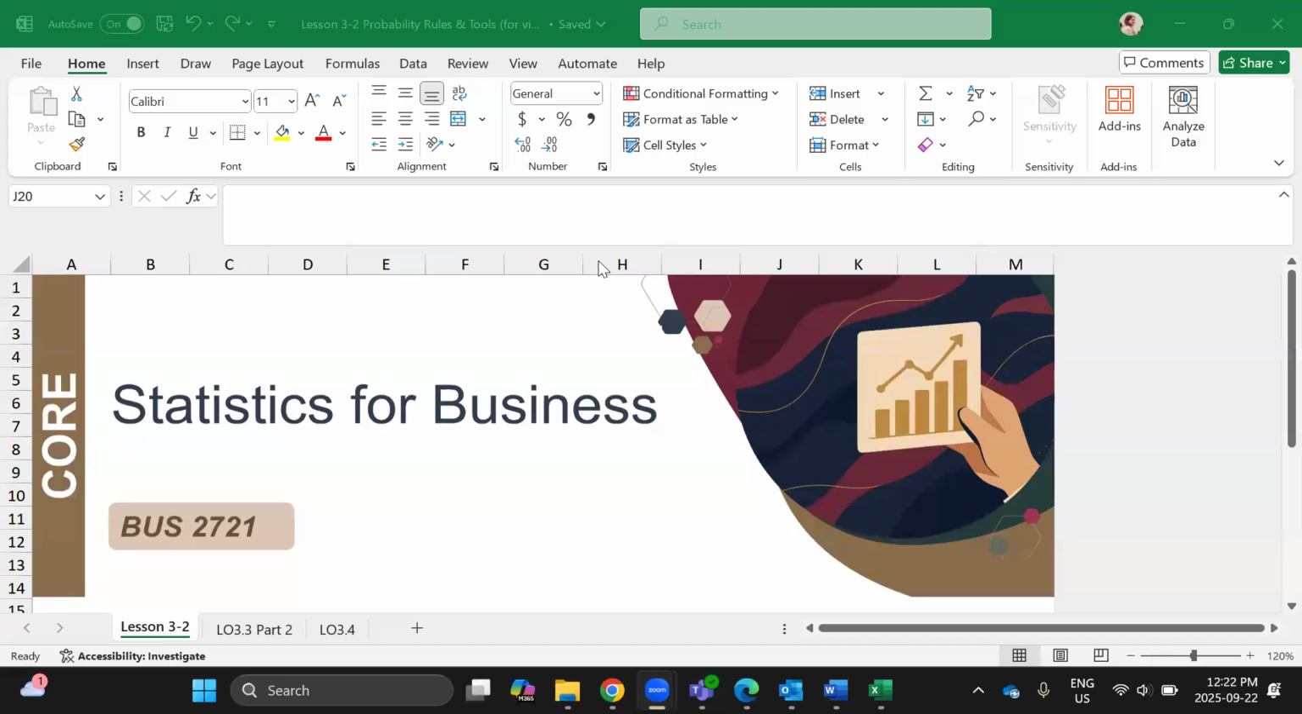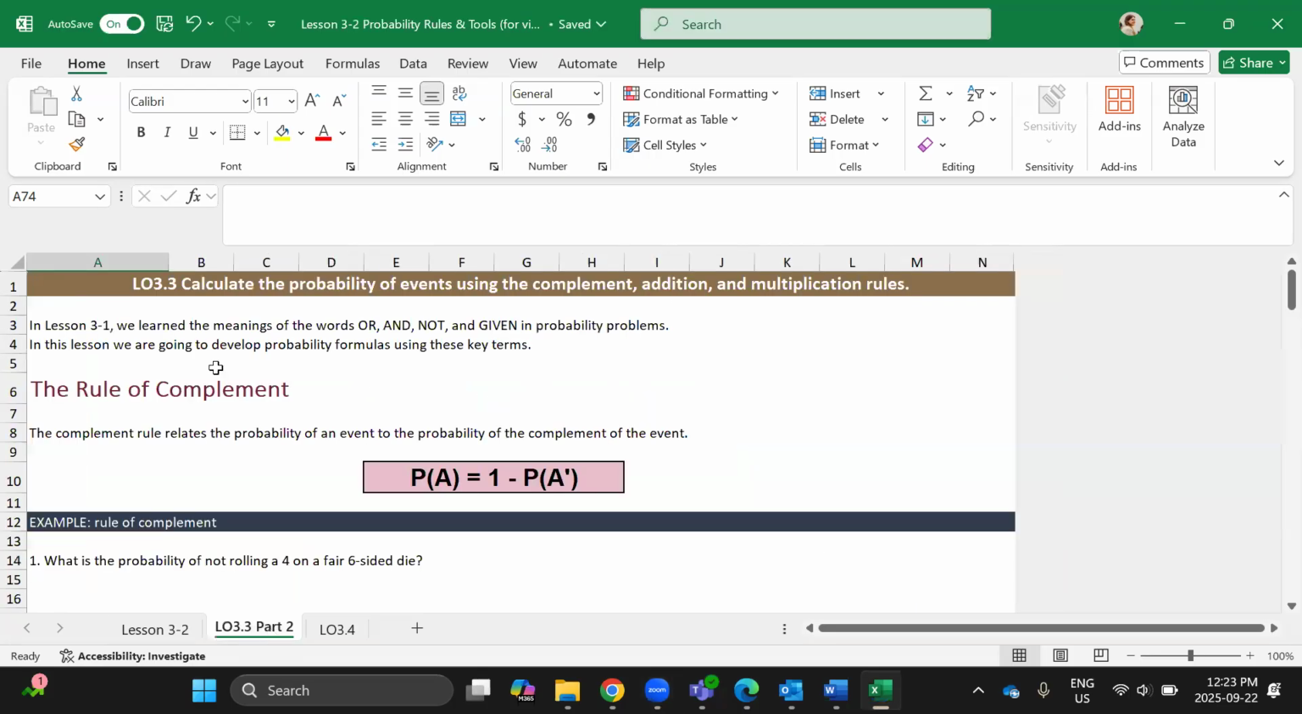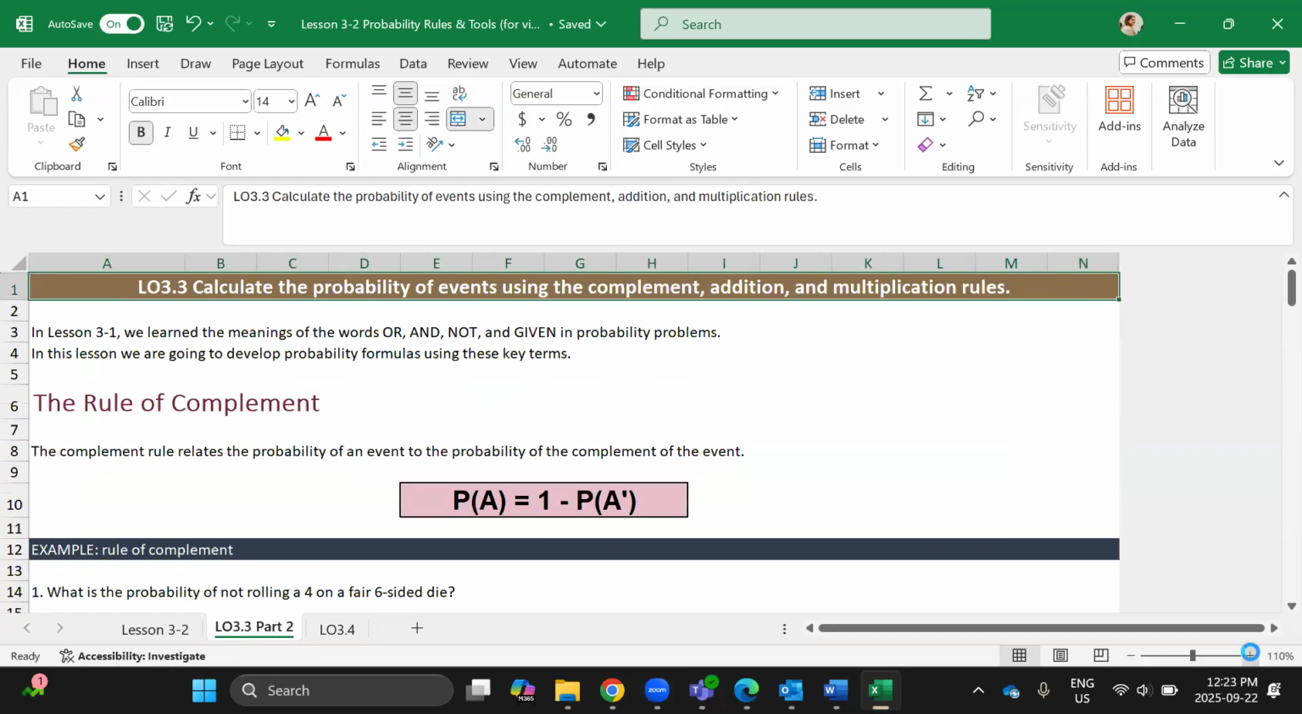Hello, statistics students. In this video, we're going to finish the learning outcome on probability by learning more probability rules and tools that you can use to visualize probability questions. Our first topic today picks up where we left off in lesson 3.1 on probability rules.